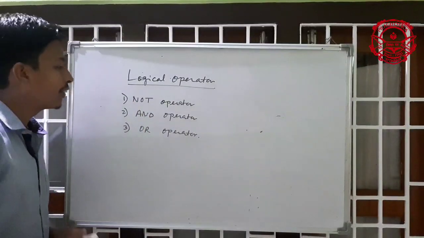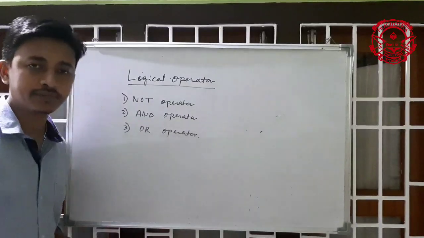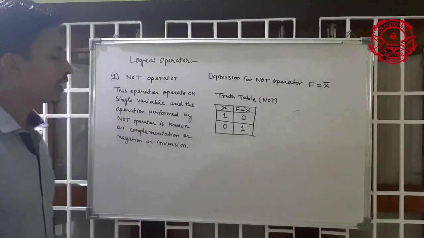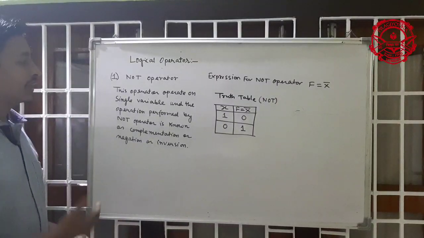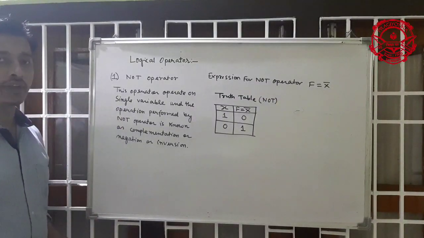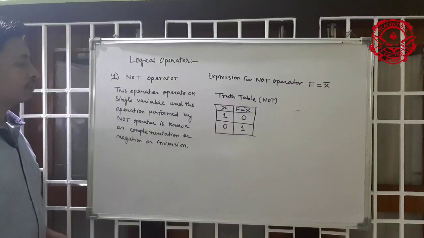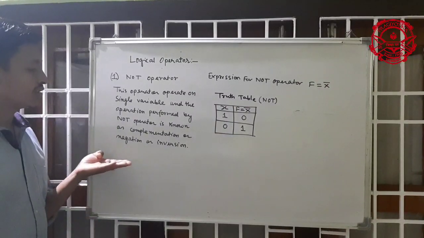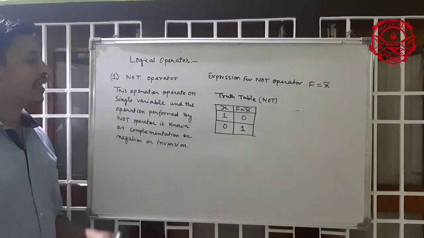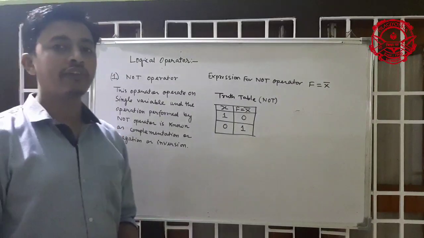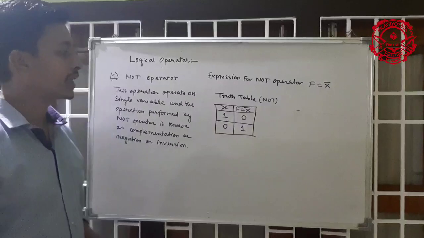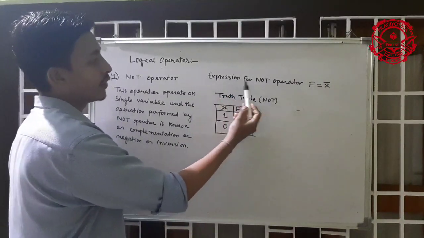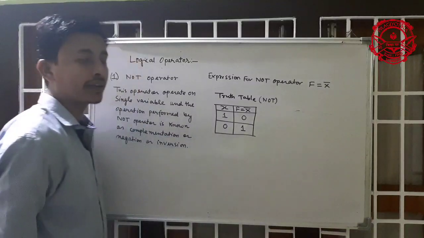Okay, now see, first one is what is NOT operator. Now the first logical operator is NOT operator. This operator operates on a single variable, and the operation performed by NOT operator is known as complementation or negation or inversion. It is performed on a single variable, for example, x. Now see, the expression for NOT operator is f equal to x bar.